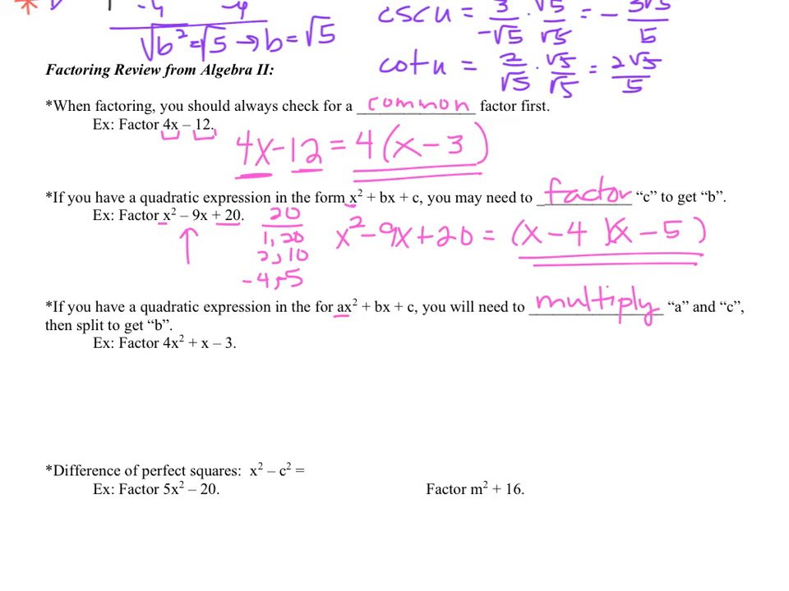If it says factor 4x squared plus x minus 3, the 4 out in front is going to play a significant role in our factoring steps. The first thing you want to do is multiply 4 and 3. Actually, 4 and negative 3. So take the a value and then whatever the c value equals. 4 times negative 3 is negative 12.